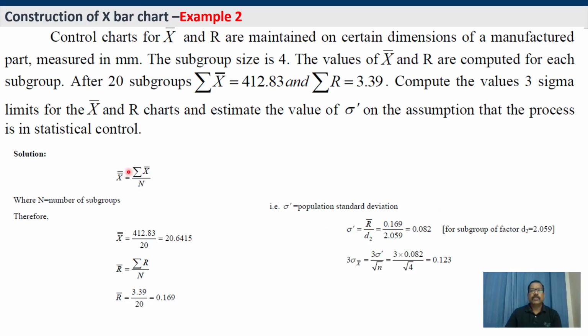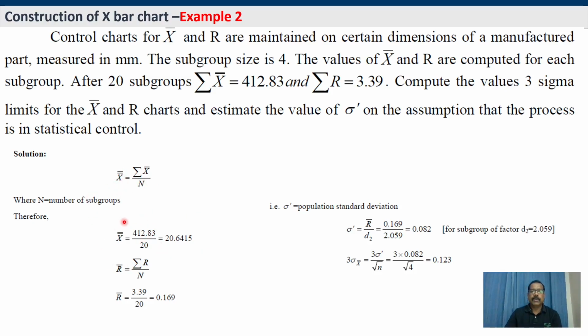So what you have to calculate is, since they already gave the summation of X bar, you have to calculate X double bar. This is the method to calculate X double bar: summation of X bar divided by N. Here N is the total number of subgroups, 20. Sample size is 4 because the subgroup size is 4, meaning 4 were taken from each subgroup, but the total number of subgroups is 20. So you divide by total n, and you get X double bar.